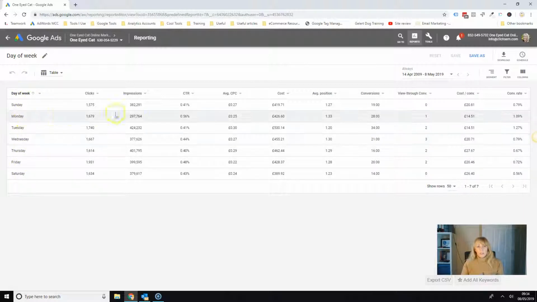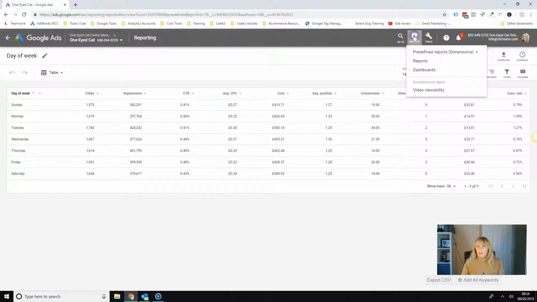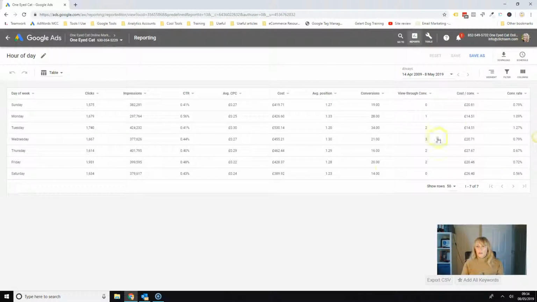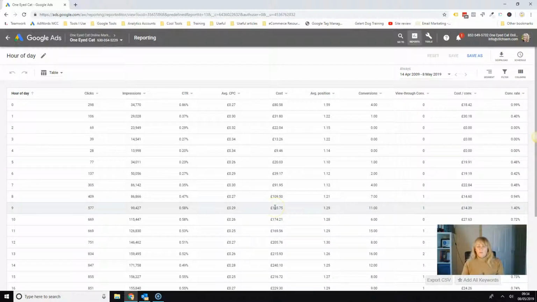So you just see the days here. Just adjust your columns. You can click the columns over here to adjust what columns you see, so you can see your conversions, your conversion rates, your cost per conversion. You can have a look and see if anything stands out as being particularly good or bad. And you can also then obviously look at hour of the day, where you might see over time that at 4 o'clock in the morning you're always spending money but you're never getting any results.